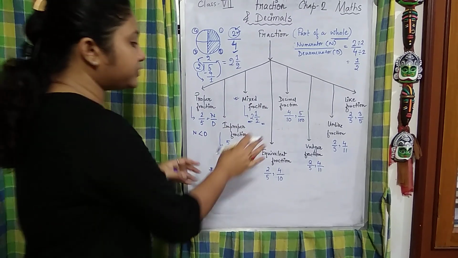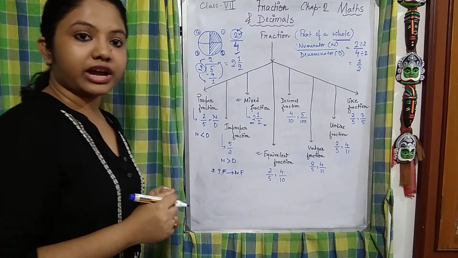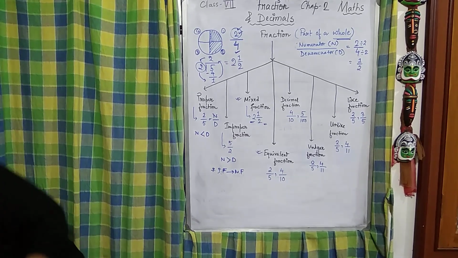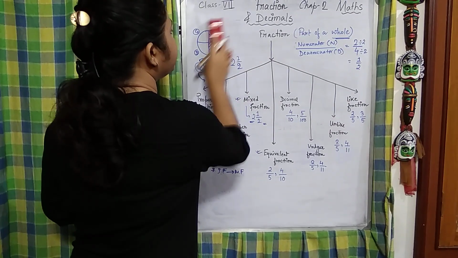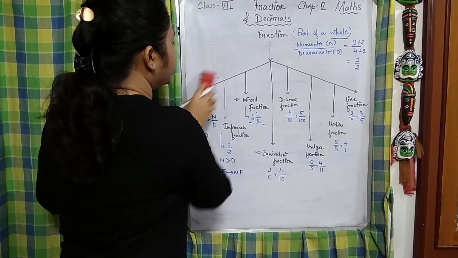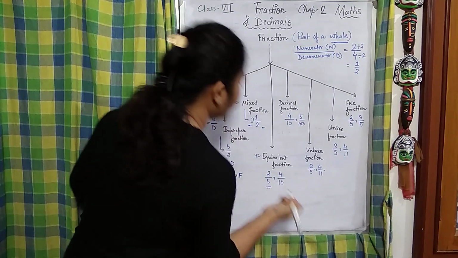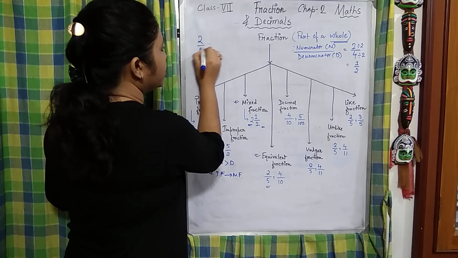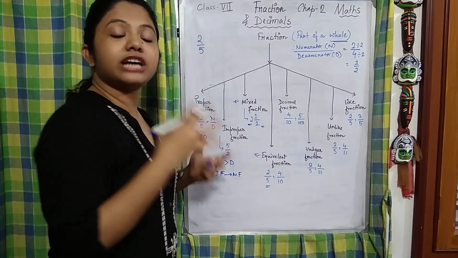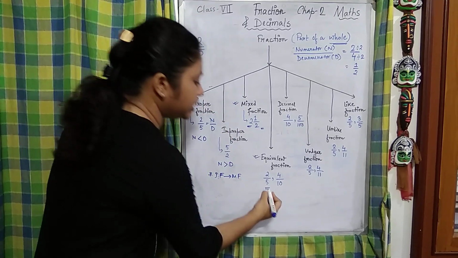Now after the mixed fraction, there is a very important fraction that is called the equivalent fraction. What are these equivalent fractions? Now listen very carefully. I hope you have understood the previous part already. So I have taken 2 numbers. Let's take one number, 2 by 5 first. 2 by 5. Now, equivalent fractions are those kind of fractions which are more or less similar to one another.